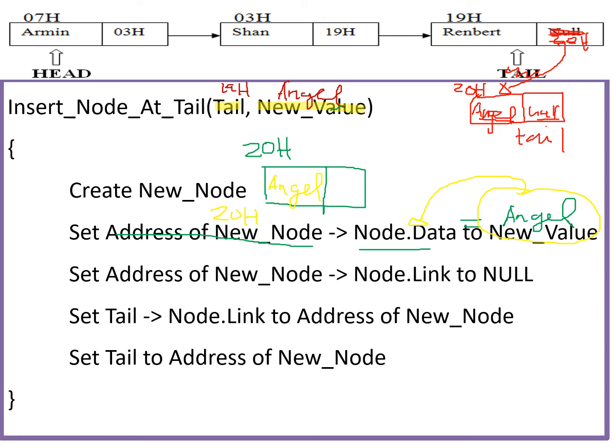Okay? Next, we're going to assign the null value to node.link of the address of the new node. So, the address of the new node is 20h. 20h referencing node.link, ito yun, is equal to null.